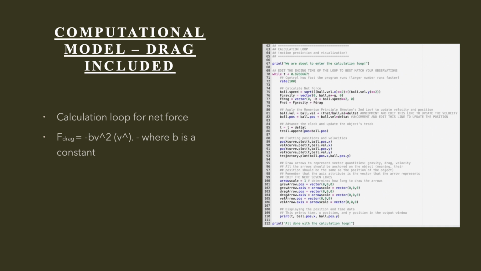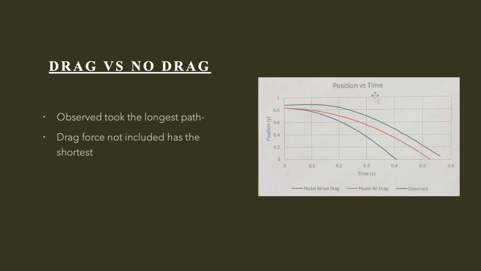After this, I was able to use a while loop within GlowScript to create two different computational models. One was where I included the drag force, with b being a constant. So the drag force is minus b v squared times v hat, which will then be able to calculate the external forces acting on my ball. When looking at the graph, we can see that my observed model actually had the longest parabola due to it having the most external forces acting upon it.